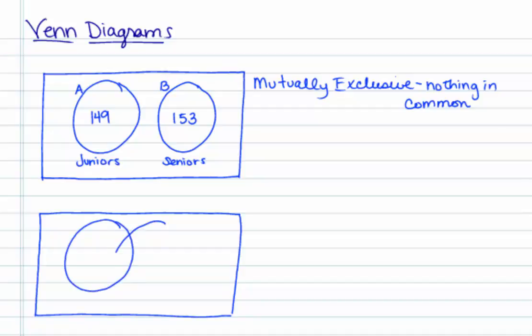an overlap of set A and set B. That might be students in AP Stats and students who are juniors. Let's see, there is, like I put above, 149 juniors. Well, let me put it off to the side. We have 20 students in stats.